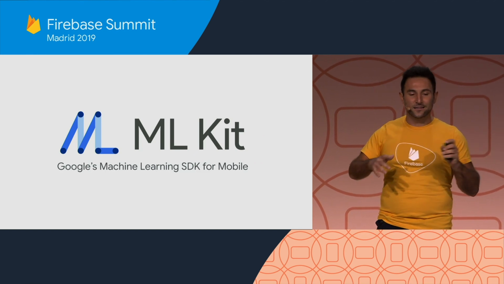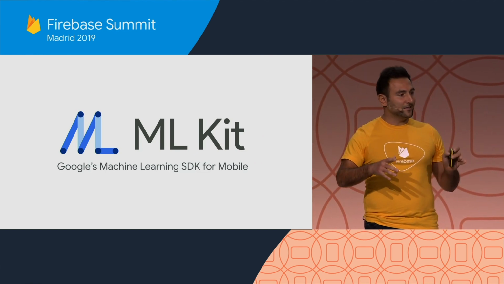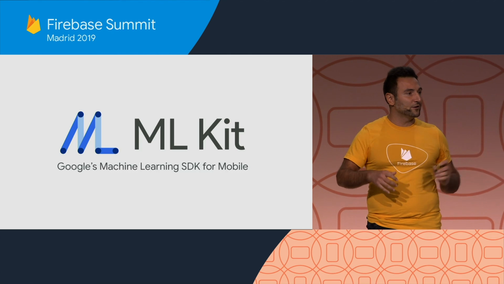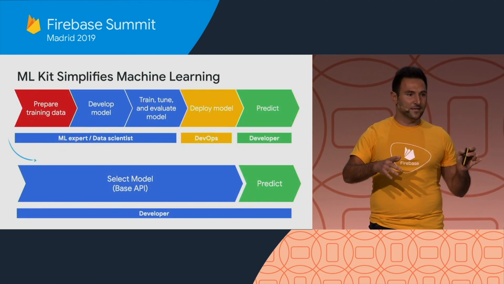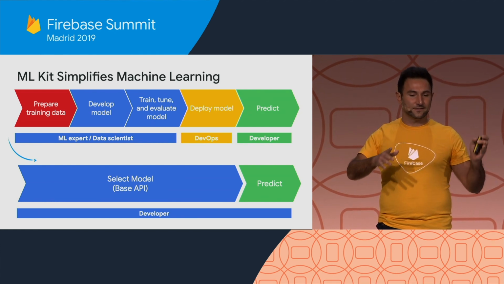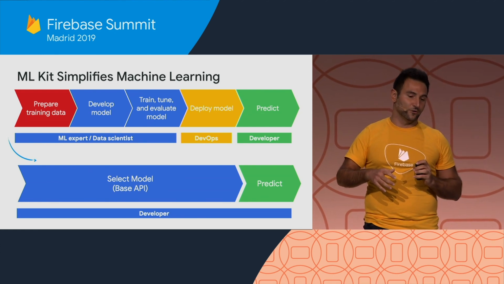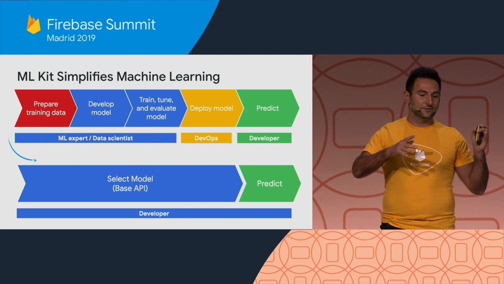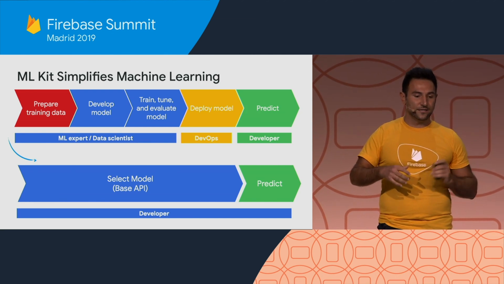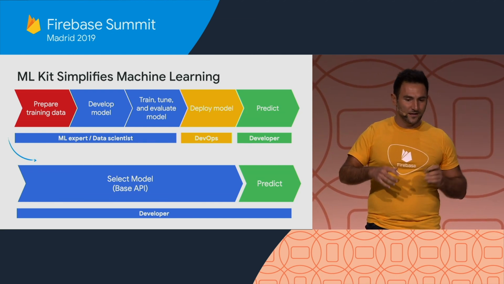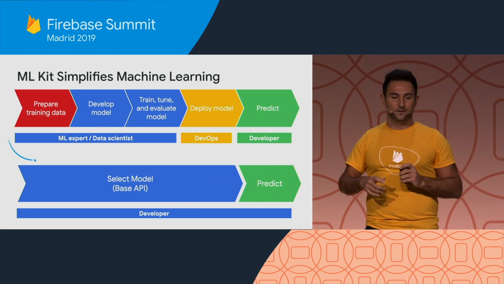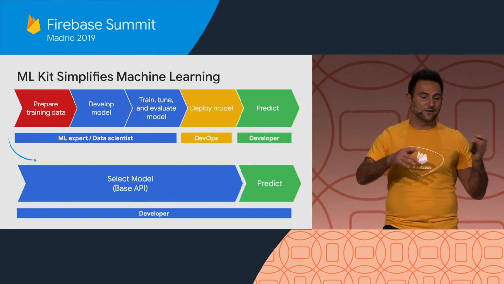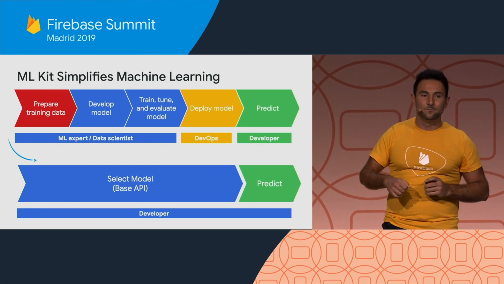That's how we end up with ML Kit. ML Kit is Google's machine learning SDK for mobile. With ML Kit, we can simply skip all the stages I mentioned earlier, just input our data to the libraries, and come up with the prediction. And it can all be done by the developer. By using the base API, it's as simple as selecting the model you need.